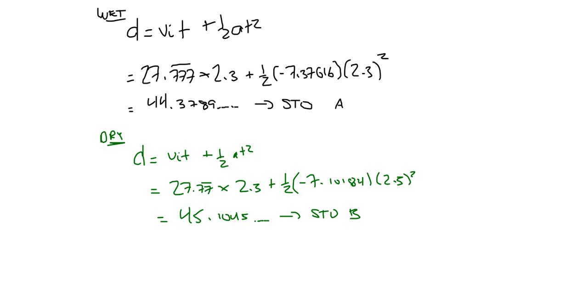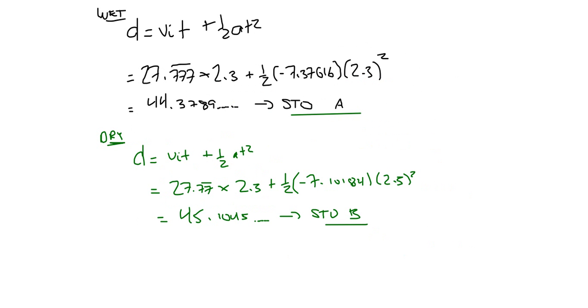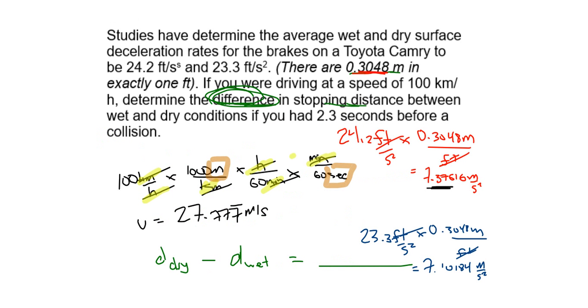Again, if you don't know how, just ask. If you have a graphing calculator, I should be able to show you how. Well, for the last step here, it wanted to know the difference in stopping distances, right? So how much worse or better is it between wet and dry? Just subtract your numbers. Take the 45.1045 number that you have hopefully stored, subtract the 44.3789 number that you have stored, and I got a difference of 0.7255, etc.